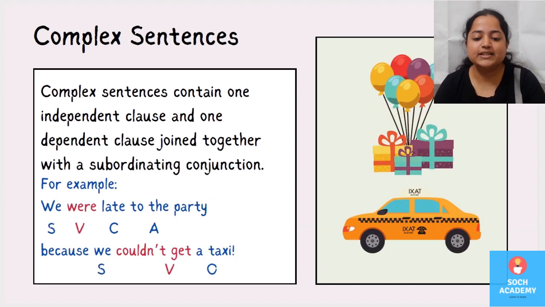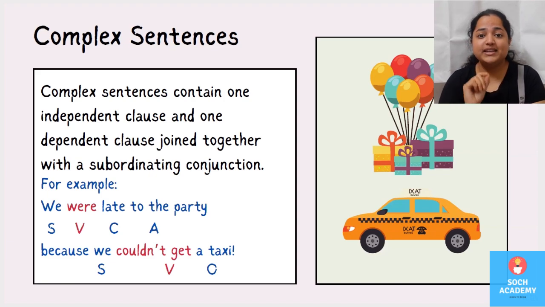Complex sentences contain one independent clause and one dependent clause joined together with a subordinating conjunction. Now this is where the confusion begins, but hold on, I will break it down into very simple terms, and by the end of this video you will be easily able to identify them. For example, we were late to the party because we couldn't get a taxi.